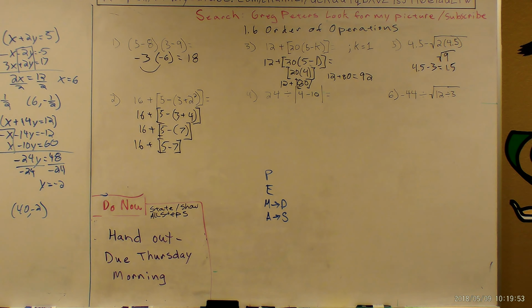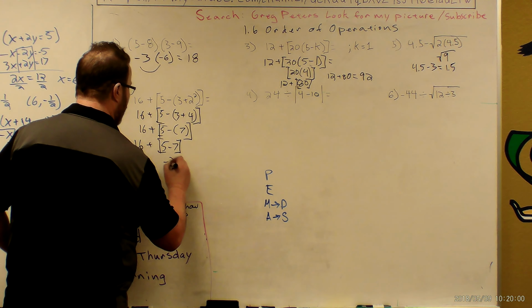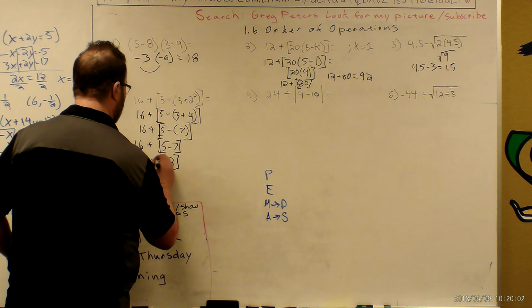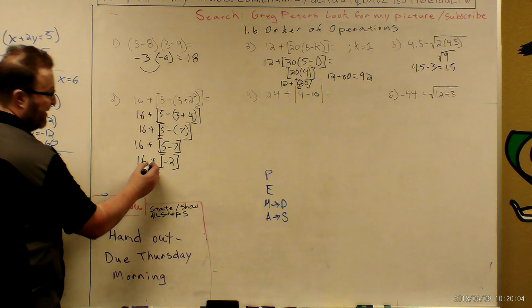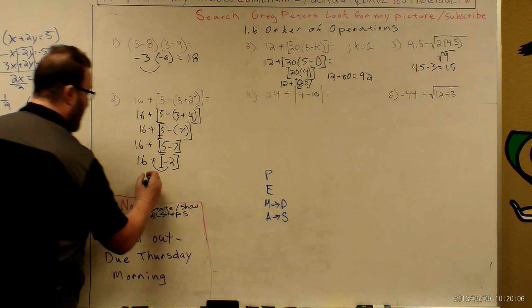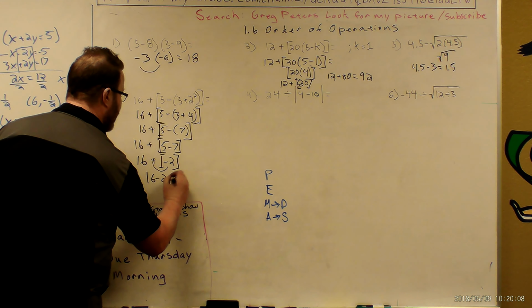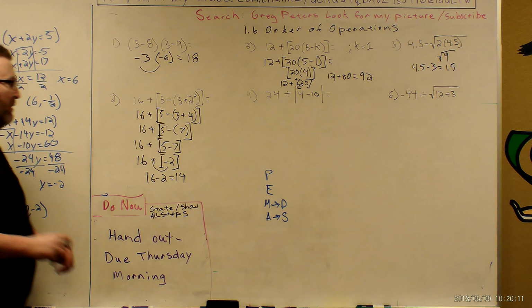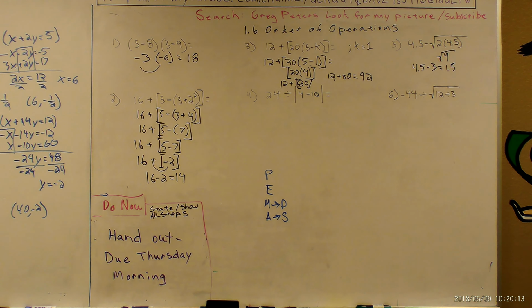Okay, what's 5 minus 7? -2. Very good, -2. -2, we still have the brackets. But this is a plus by a minus, right? So this becomes 16 minus 2, which is what? 14. Yep, that's it. Okay, we seen the steps now?